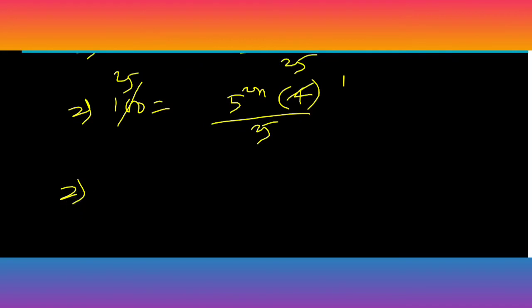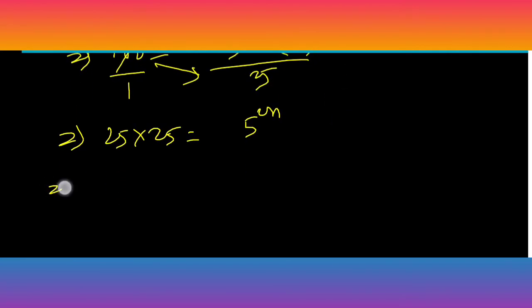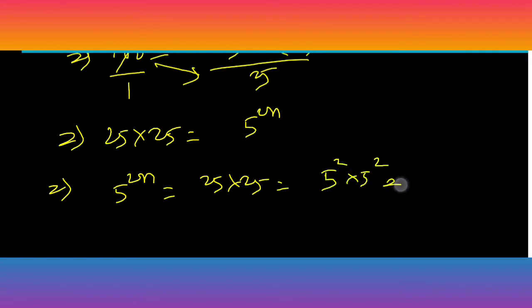Next, here, by cross multiplying, in the denominator there is a 1. So by cross multiplying, 25 into 25 is equal to 5 to the power of 2n. So we can write by changing like this: 5 to the power of 2n is nothing but 25 into 25. So 25 into 25 means 5 square into 5 square, can we write like that? So that is nothing but 5 to the power of 4.